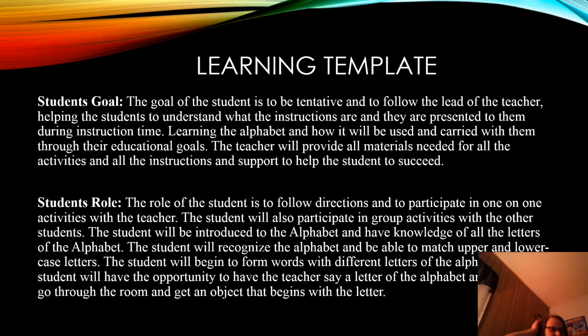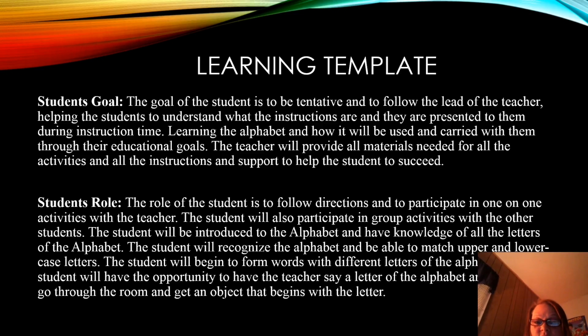Learning templates. The student's goal. The goal of the student is to be attentive and to follow the lead, helping the students to understand what the instructions are and they are presented to them during instruction time. Learning the alphabet and how it will be used and carried out with them through their educational goals. The teacher will provide all materials needed for all the activities and all the instructions and support and help the student to succeed.